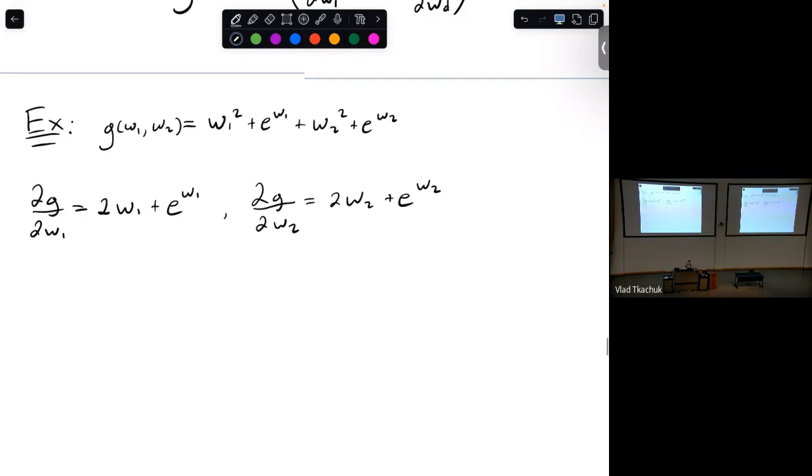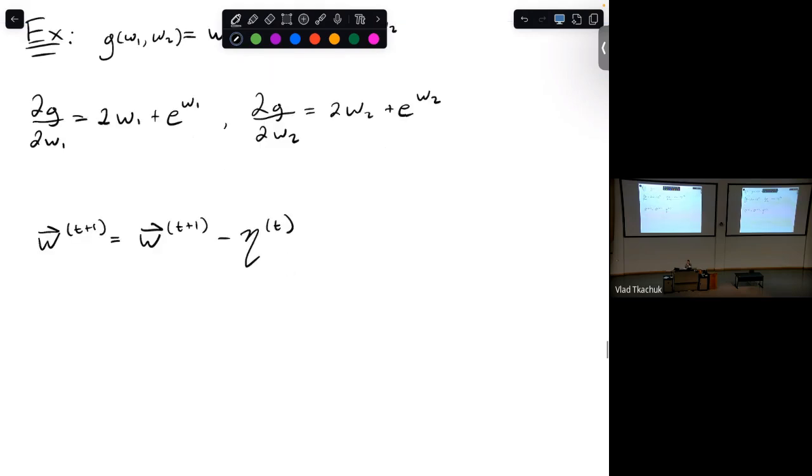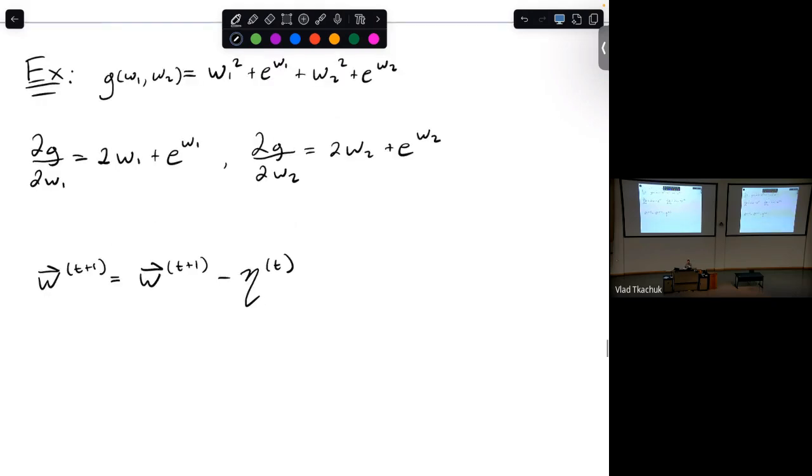Okay. And so now the question is, what does the gradient update rule look like? And in particular, that's this thing here. So the w parameter at step t plus 1 will look like the w parameter at step t. I'm literally just copying and pasting what I told you above, minus some step size at time step t. And then it's times this gradient, right? And so the gradient is going to look like these two partial derivatives plugged in. So this and this. So at the top, it's 2w1 plus e to the w1, and 2w2 plus e to the w2.